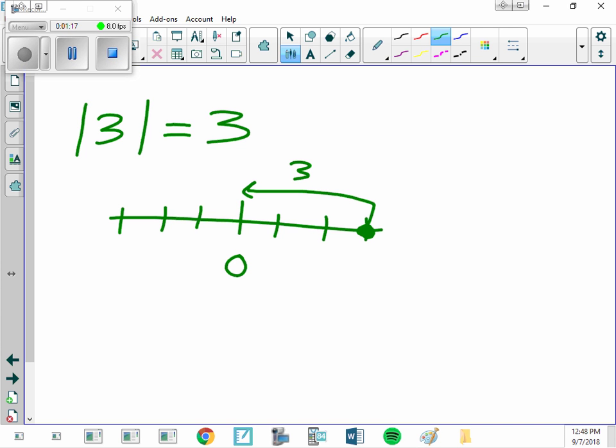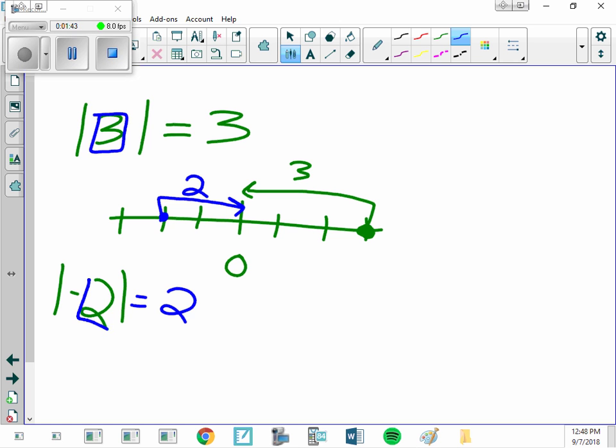So what about the absolute value of -2? I'm going to go from -2, and how far is it to 0? It's 2. And notice whether you're measuring distance from right to left or left to right, the answer is always positive. So essentially, an absolute value just takes this number and disregards the negative.